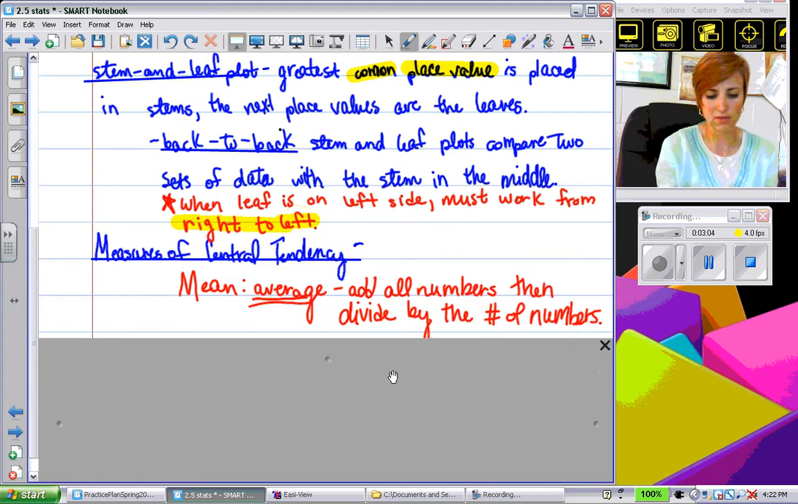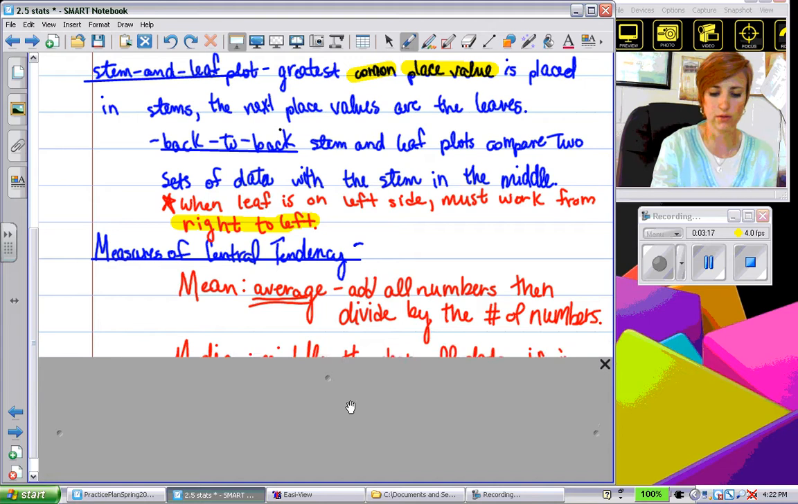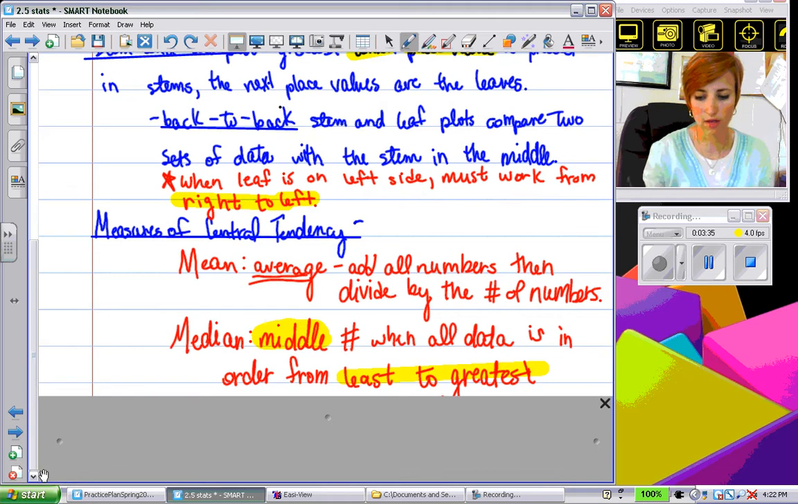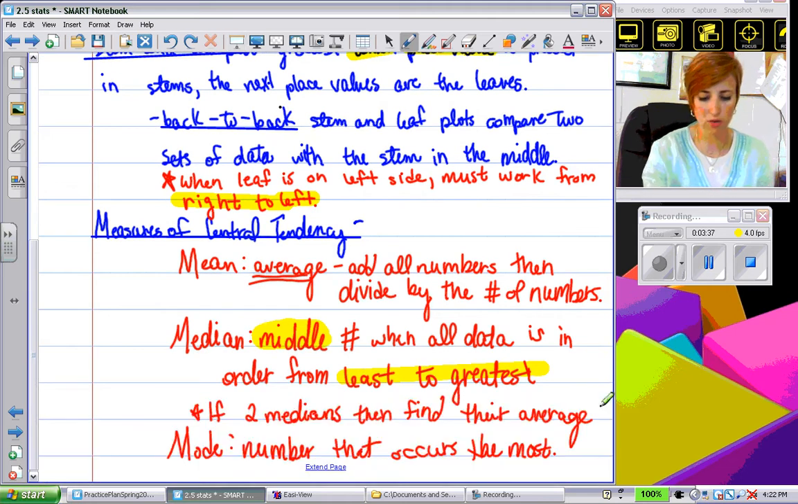Alright, and then our measures of central tendency. Our first one is mean. Oftentimes people refer to the average as the mean. It adds all the numbers up and then divides by the total number of numbers, however many you have there. The median is often easy to remember as the middle, like the median in the road is the middle of the road. So median is the middle number when the data is listed from least to greatest. And our last one is our mode, and mode occurs most often.